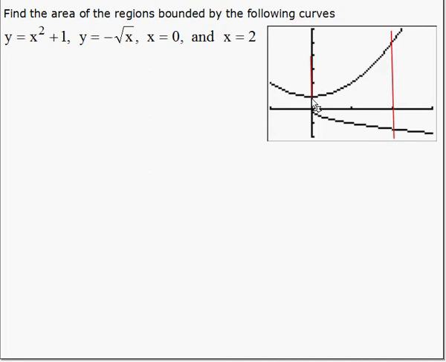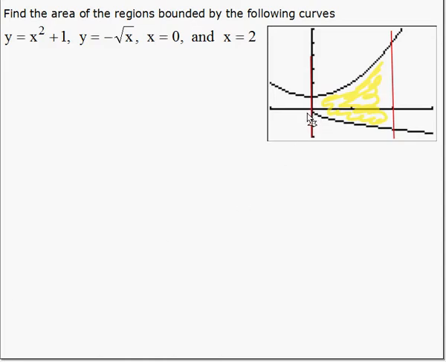x equals 0 is the axis. So the region of interest here is this region in here, both above and below the x-axis. So we need to find some points of intersection.